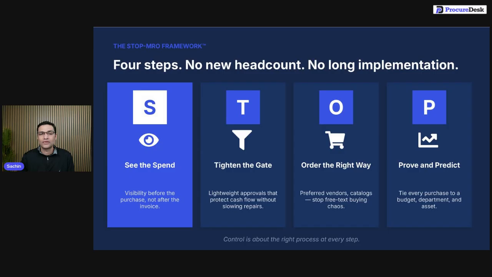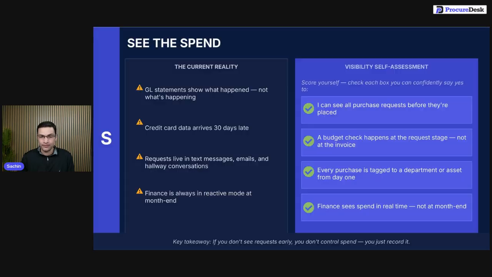So we'll start with S, see the spend. Seeing the spend means having complete visibility into your overall spending in terms of what people are buying before it hits your credit card or you have an invoice showing up, right? So, visibility into your committed spend, as compared to just knowing, yeah, we spend so much with the vendor. That does not help. So, a typical problem here is your current reality might be you have GL statements, right?